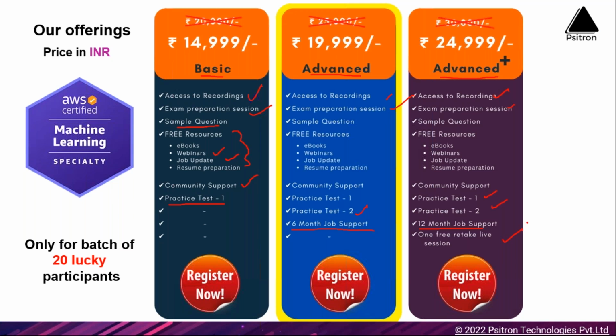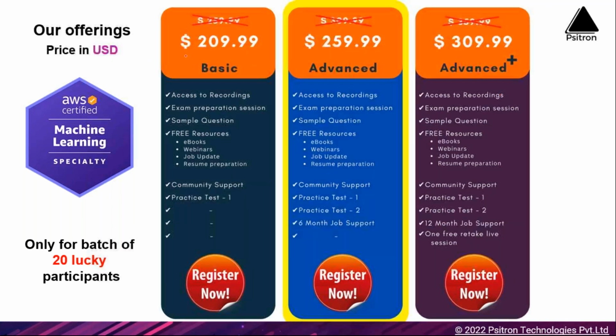The course actually starts from a very low price, just 15,000 rupees. If you want to check out this price in USD, this is how the price looks. I will be opening up a session for Q&A. We will discuss a lot, maybe about this course and maybe about AWS. So this is how the price in USD will look. Our basic starting fee starts from just $209.99. Our advanced is 259, and advanced plus just 309. So again, the same offerings that you get.